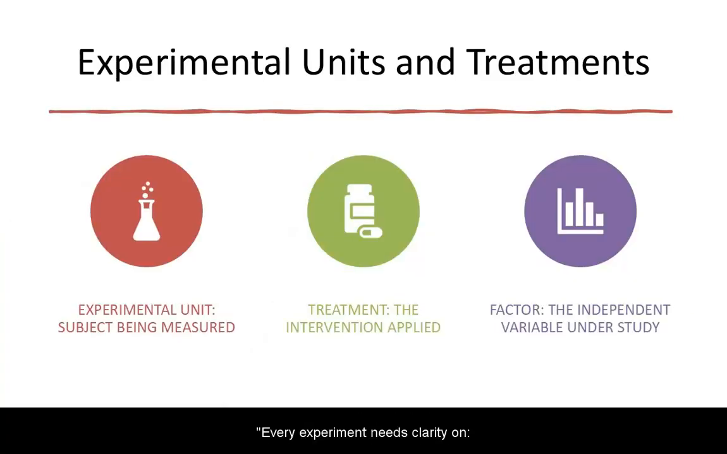Every experiment needs clarity on experimental units, what's being measured: people, animals, plants, etc. Treatment, the intervention being tested. Factor, the independent variable being manipulated. For example, if we're studying how fertilizer affects tomato growth, the plant is the experimental unit, the fertilizer is the treatment, and the factor might be nitrogen level.